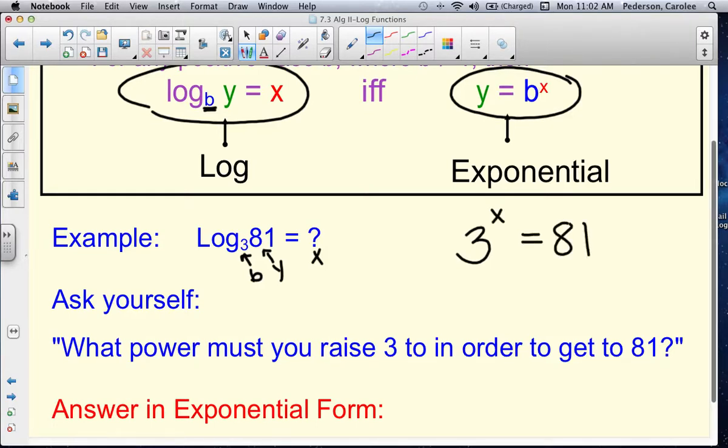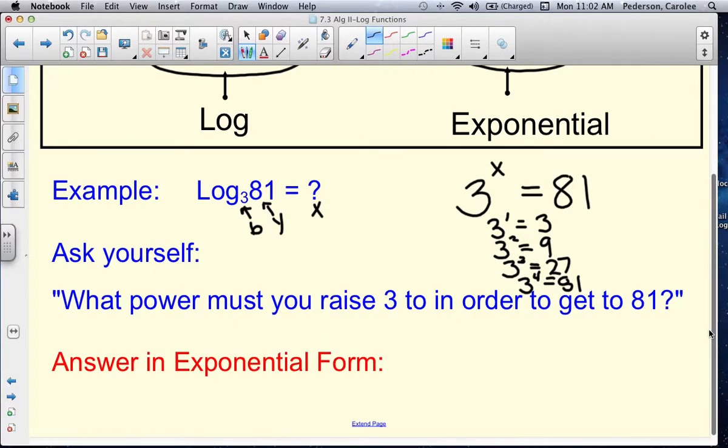So let's just try it. 3 to the 1 is 3. 3 to the 2 is 9. 3 times 3 is 9. 3 to the 3, 3 times 3 times 3, 27. 3 to the 4th is 81. Well, there's your answer. x is 4. So 3 to the x equals 81. And what we're going to do down the road is find out what this x can be. This x is 4.